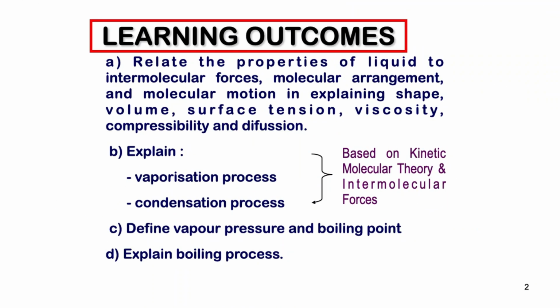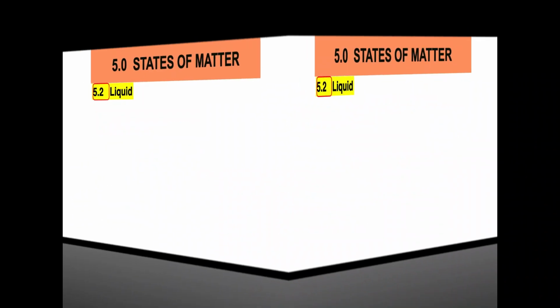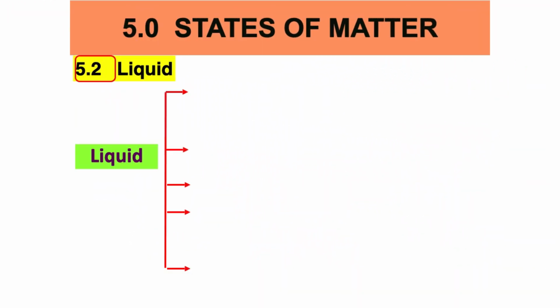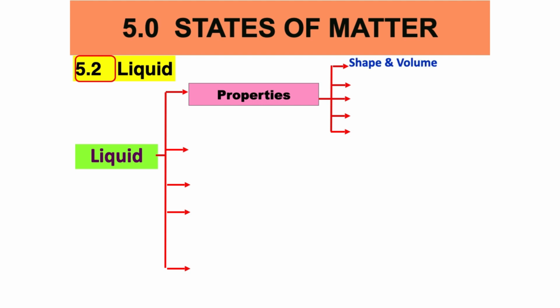There are four learning outcomes for this subtopic. At the end of this subtopic, you should be able to relate the properties of liquid to intermolecular forces, molecular arrangement, and molecular motion in explaining the shape and volume, surface tension, viscosity, compressibility, and diffusion.